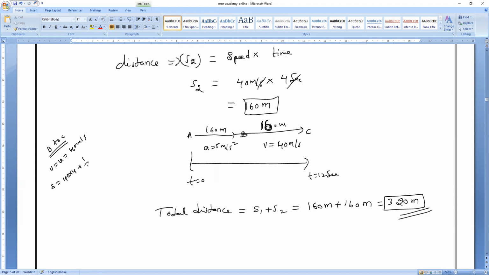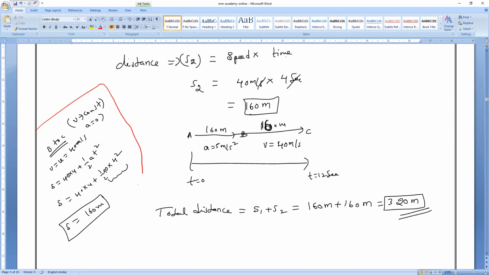Plus half at square. By the time, what is the acceleration? Constant velocity from B to C. Velocity is constant, means acceleration is what, guys? 0. So S is equal to 40 into 4 plus this whole term will become 0. S is equal to 160 meters. Okay, guys? You can use this equation also. Nothing wrong in that, but it is very complicated.